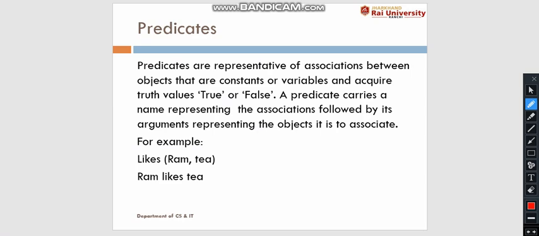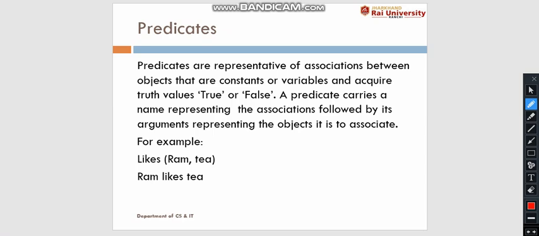Now come to the predicate. What is a predicate? Predicates are representative of the association between the objects, that are constant or variable, and acquire a truth value. To be a predicate, it is very important to show the association between the objects, and these objects can be constant or variable.